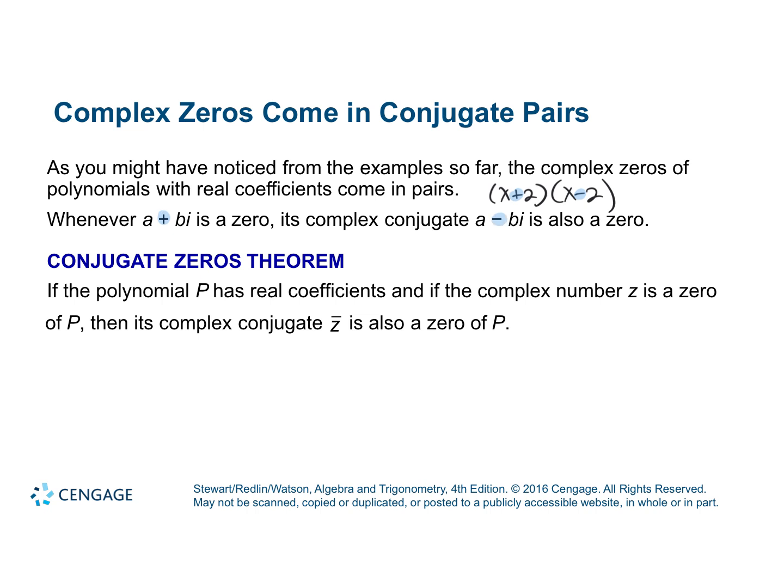Now, conjugate zeros theorem. If the polynomial p has real coefficients and its complex number z is a 0 of p, then its complex conjugate z is also a 0 of p. That just means that if we have the opposite signs for the equation, as we have x plus 2, x minus 2, that means that you're going to have the 0 being a positive value and the 0 being a negative value, which in problem A from the last slide, it was a positive 2 and a negative 2.